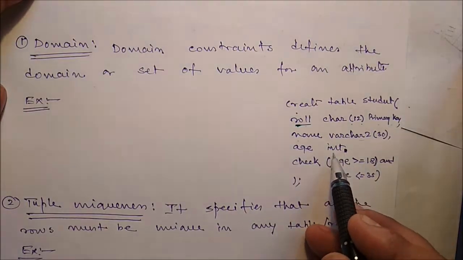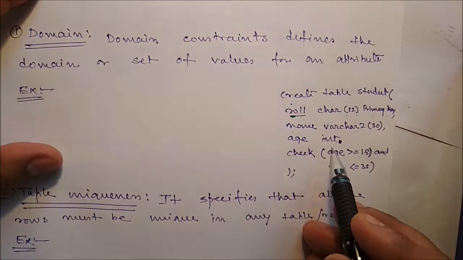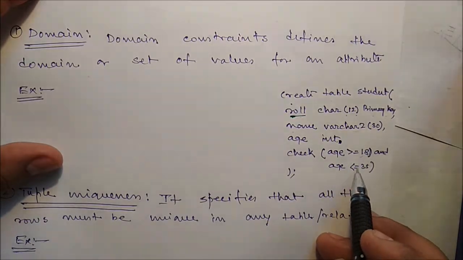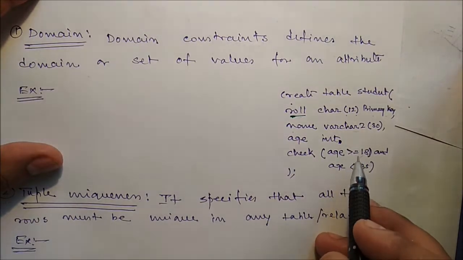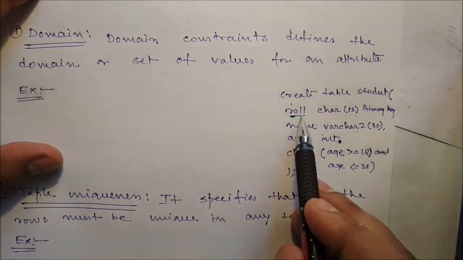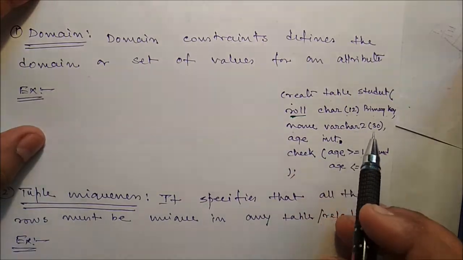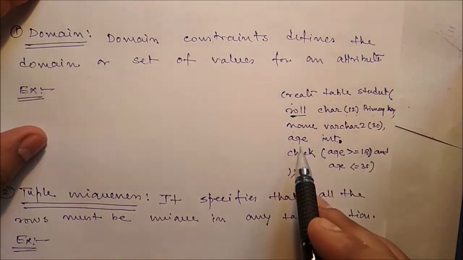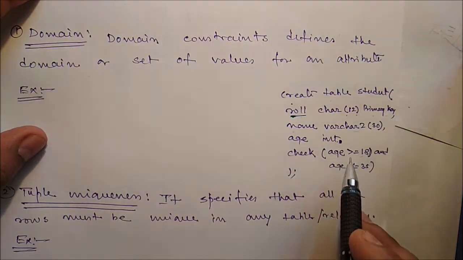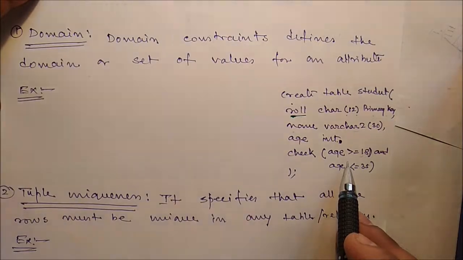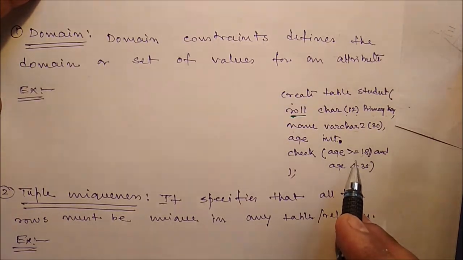Now age should be an integer, but the value of age should be more than 18 and less than 35. That means here we are putting restrictions. The roll number should be the primary key, it should be unique, it should not be null. The maximum name length should be 30, that is another restriction. Age is an integer, and the age should be in between these values, that is also another restriction. So through this domain constraint we can define the domain or set of values for an attribute.